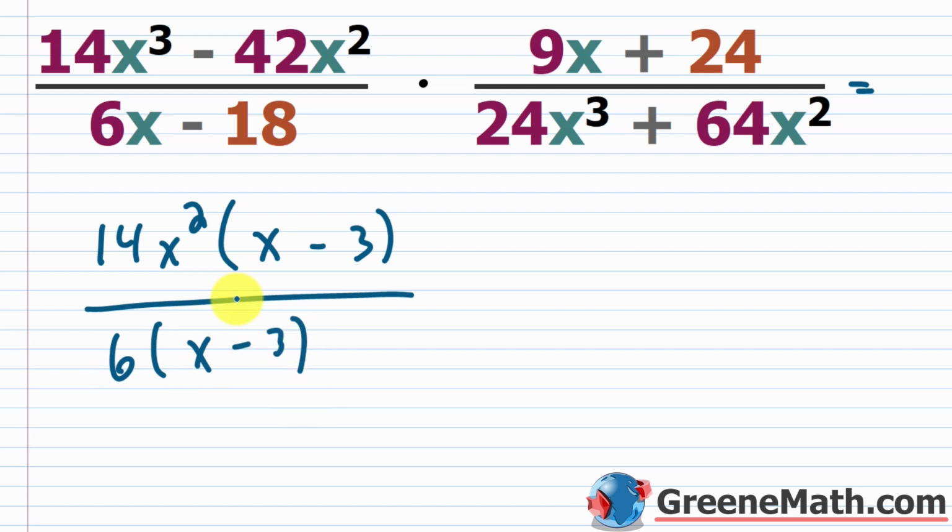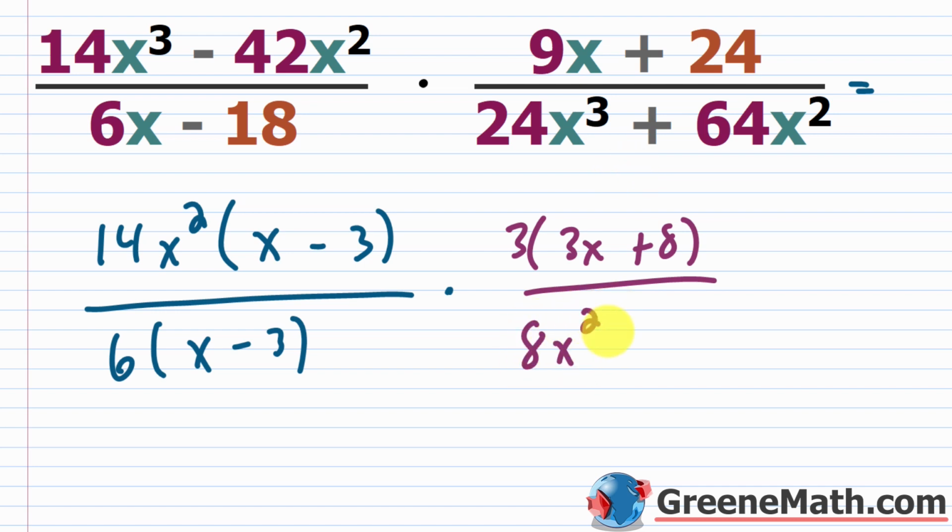So you can already cancel. Let's just leave it till the end. We'll get to it in a minute. Over here, it looks like I could pull out a 3. That would give me 3x plus 8 inside the parentheses. And then down here, I can pull out an 8 and then x squared. So that's going to give me what? 24 divided by 8 is 3. And then x cubed over x squared is x. And then plus this would be 8. And that's it. Close the parentheses.